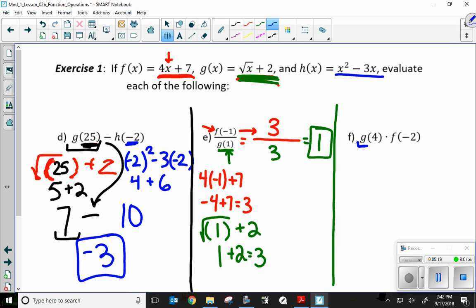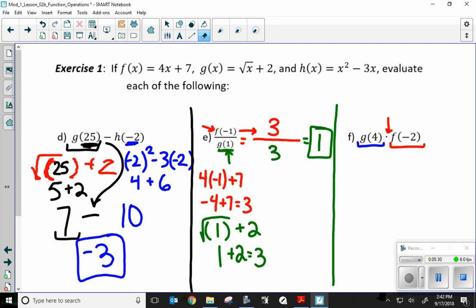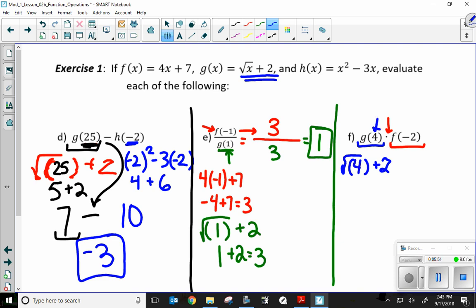All right, now we're going to do the same thing. We're going to do it twice, once for G, once for F. But now we're going to multiply these two things together. So, G of 4. And I'm going to throw a 4 in for my x. So it's the square root of x plus 2. And my x this time is 4. That's 2 plus 2. That's 4.